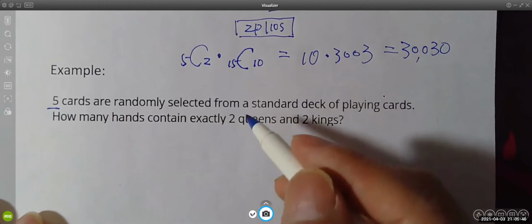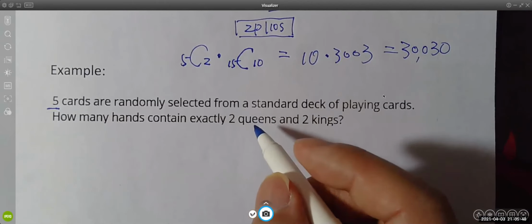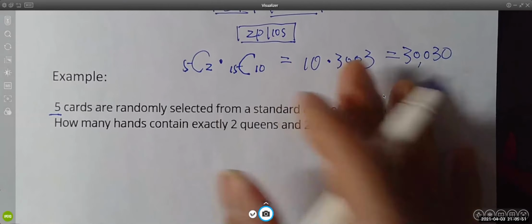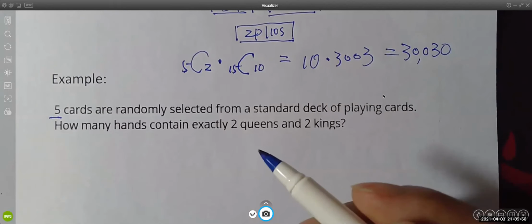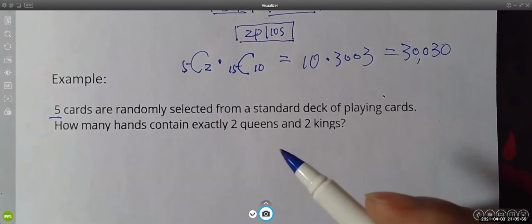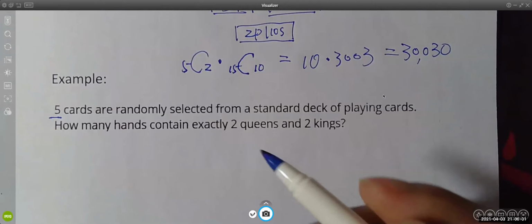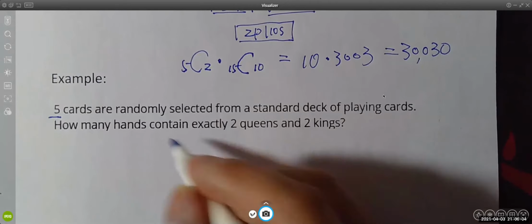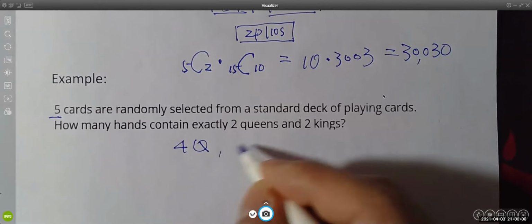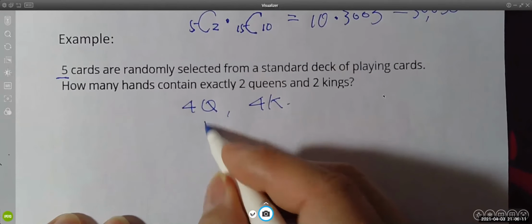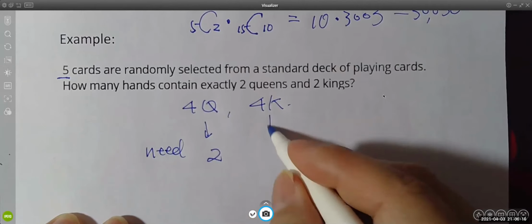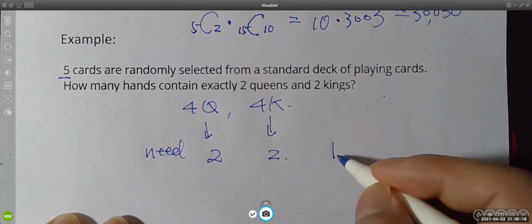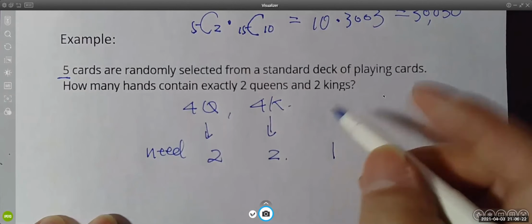So the next question is, how many queens are available in the deck of cards? That's common knowledge, right? We have 4 of each: 4 kings, 4 queens, 4 aces, 4 ones, 4 twos, right? So we have 4 queens available. We have 4 kings available, and this time we want to have two queens. This is what we need, from this group, and we need 2 from this group. We also need 1 more because we need 5 cards, from the rest.